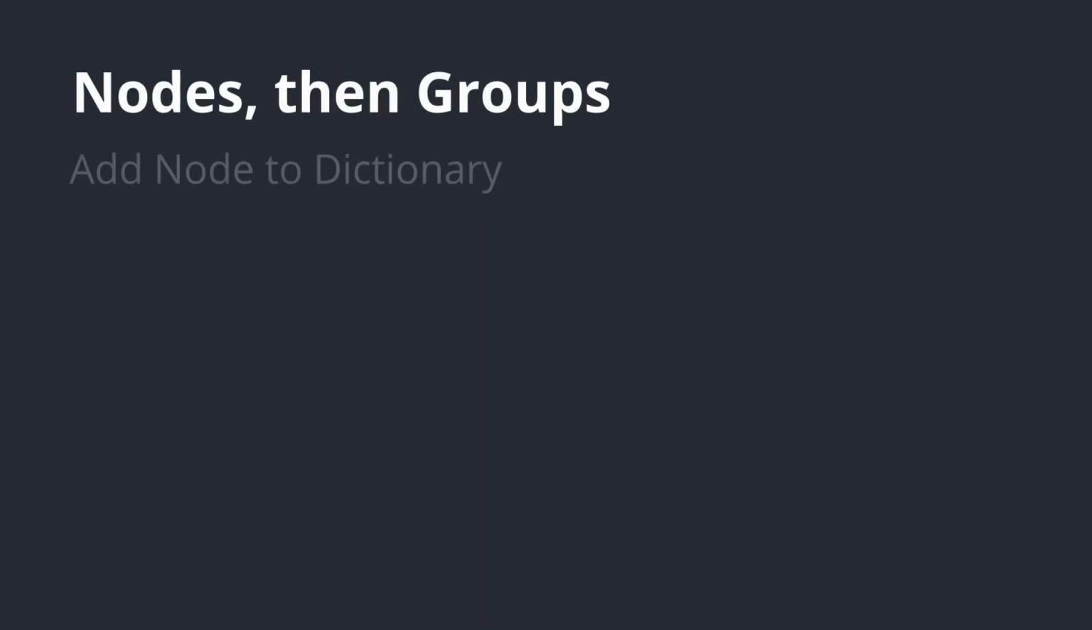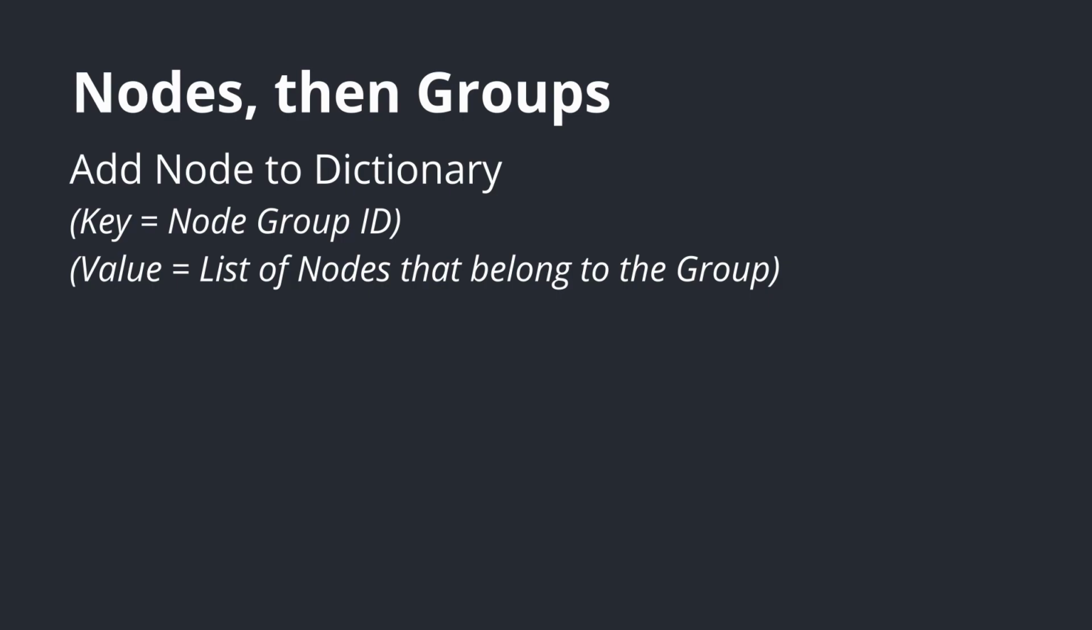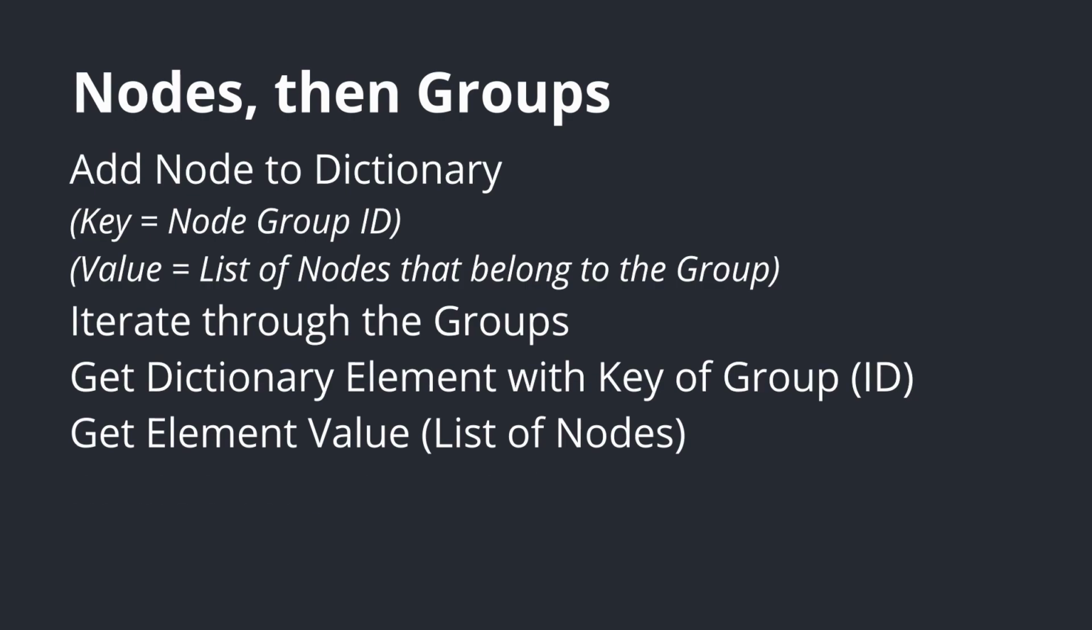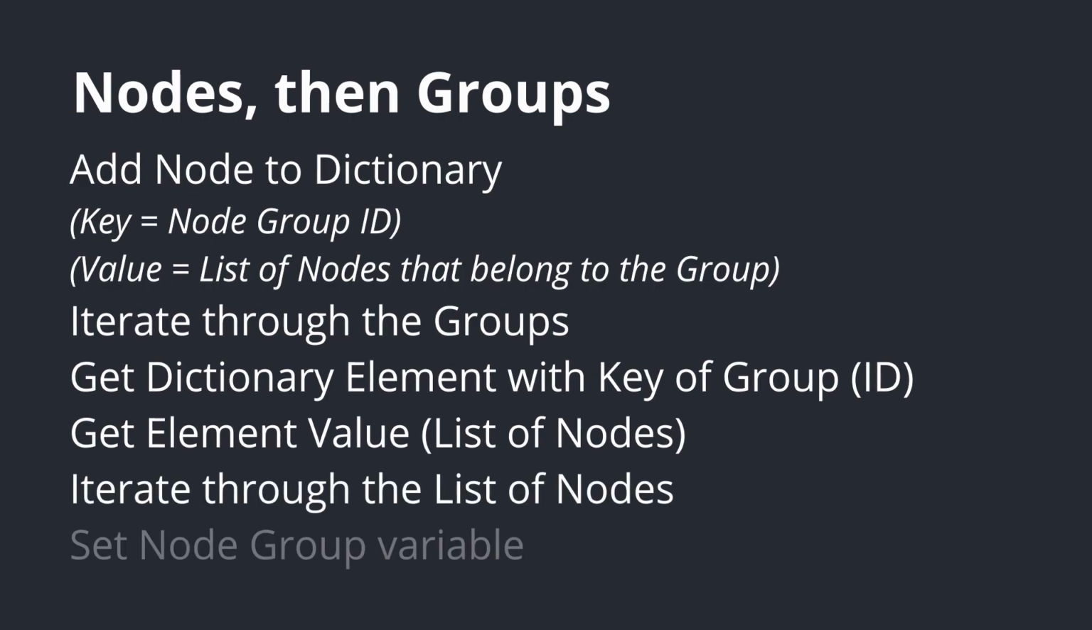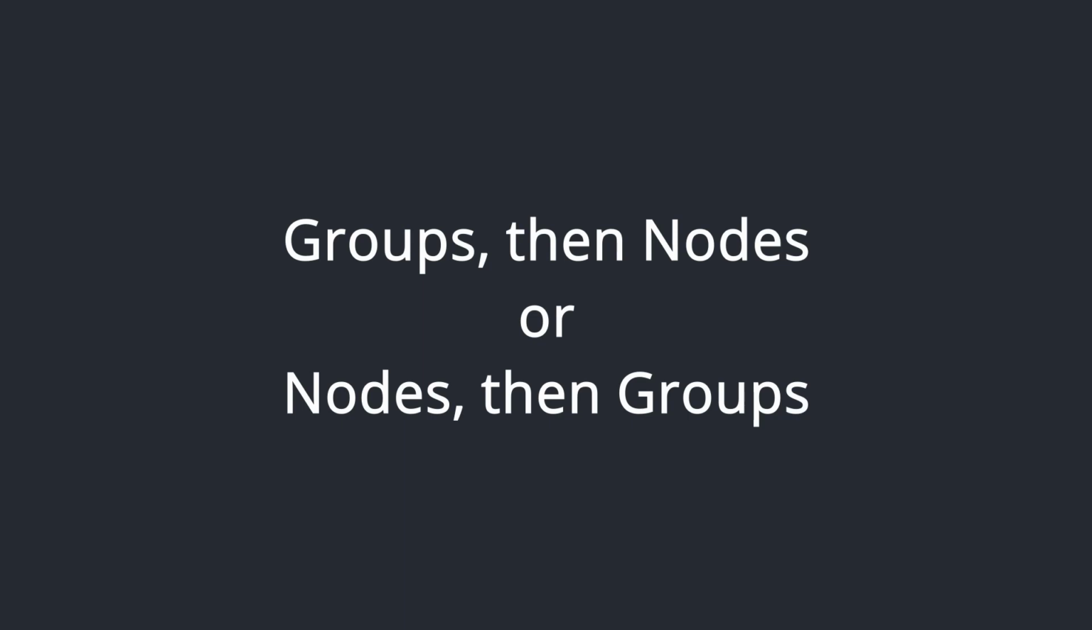In the second one, we will add the nodes to a dictionary where the key was the group the node belongs to, or its ID, and the value was a list of nodes that belong to that group. With that, when iterating through our groups, we will simply get the dictionary element that has the key of the current group and get its value, to which we will then need to iterate through the nodes and set their group variable and add them as elements to the group as well, for them to become grouped nodes. You are free to go with whichever you prefer, but I'll follow the same order as in our saving system. Groups first and nodes second.